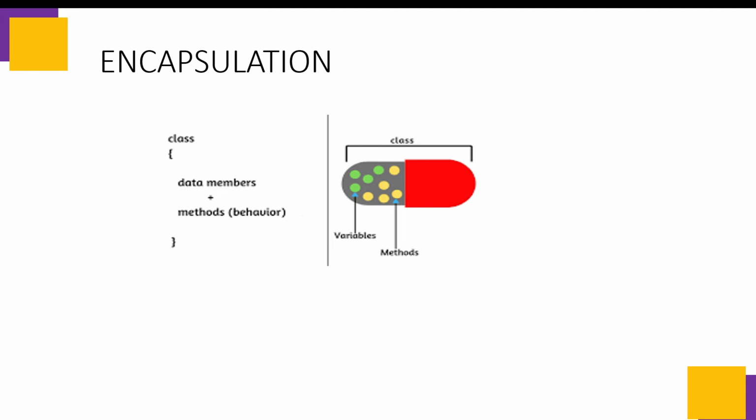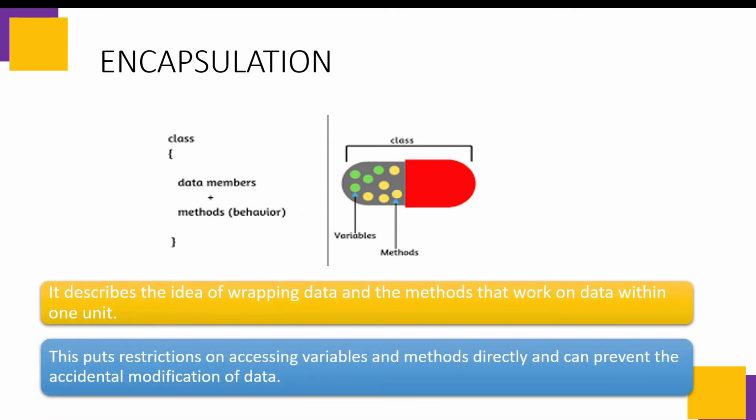Encapsulation here in Python is basically encapsulating all my variables, data members and methods inside a class. We've been using this all along, right? When we write a class, we write all the methods, data members and variables inside the class. That whole concept is called encapsulation. It describes the idea of wrapping data and the methods that work on data within one unit. This puts restrictions on accessing variables and methods directly and can prevent the accidental modification of data.